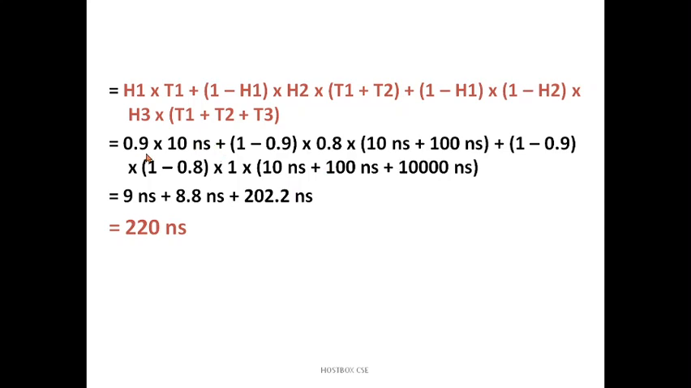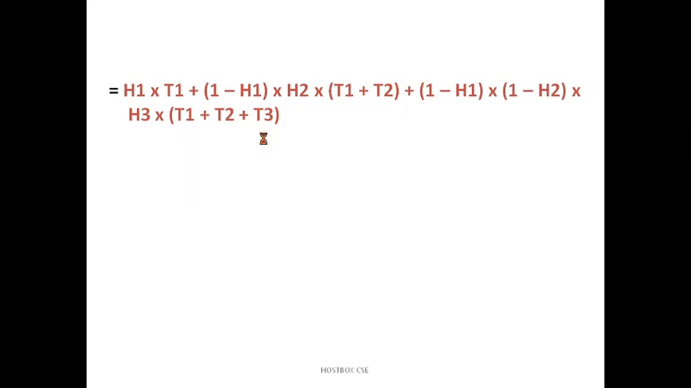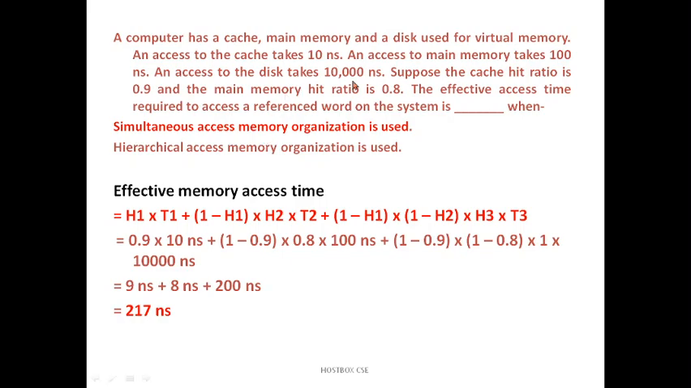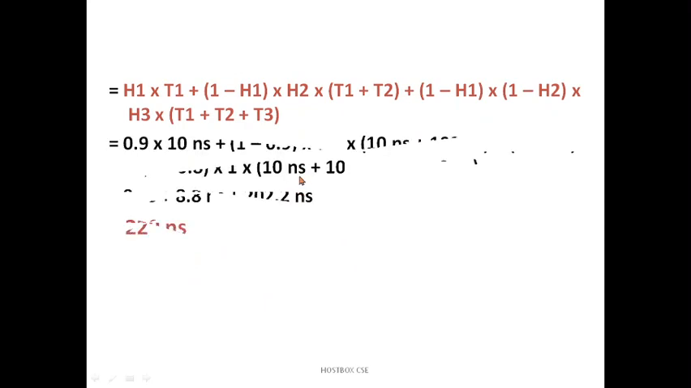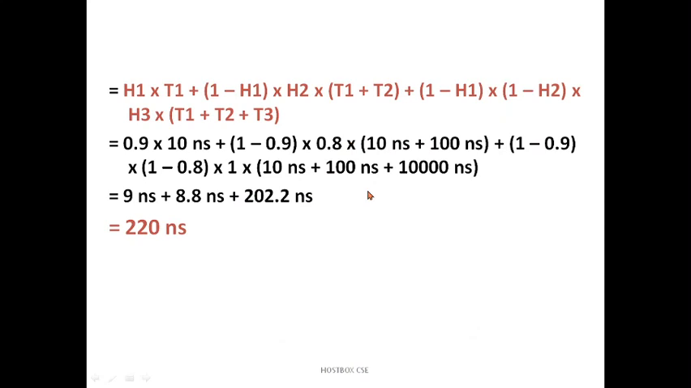So let's assume the data: 0.9 into 10 nanoseconds plus 1 minus H1 value, that is 0.1, into H2 value, which is 0.8, just now we saw, into 10 nanoseconds plus 100 nanoseconds. That is T1 plus T2. See the sum here again. T1, that is an access to the cache, takes 10 nanoseconds, and an access to main memory takes 100 nanoseconds. That's the T2 value here, based on the diagram. And so we are adding these two.